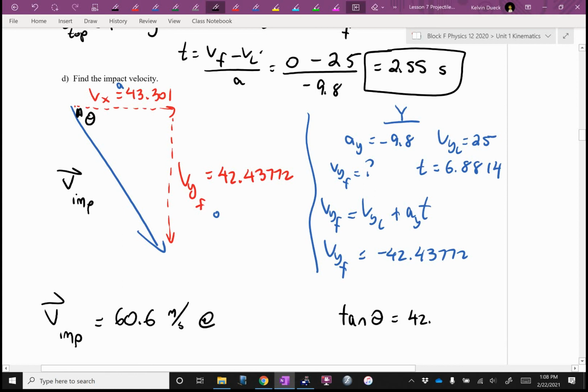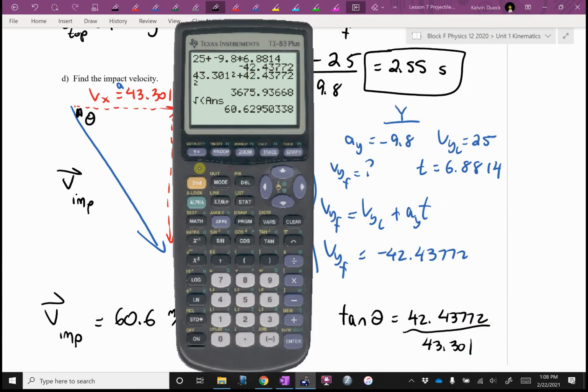I didn't finish writing. 42.43772 all over 43. Am I right with my guess? Shift tan, 42.43772 divided by 43.301. Yeah, there you go, 44.4, almost 45 degrees.